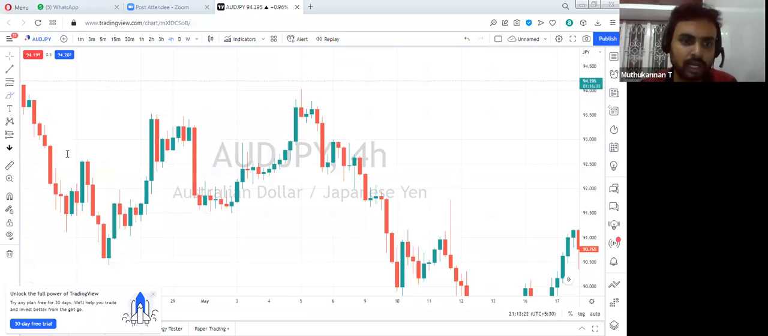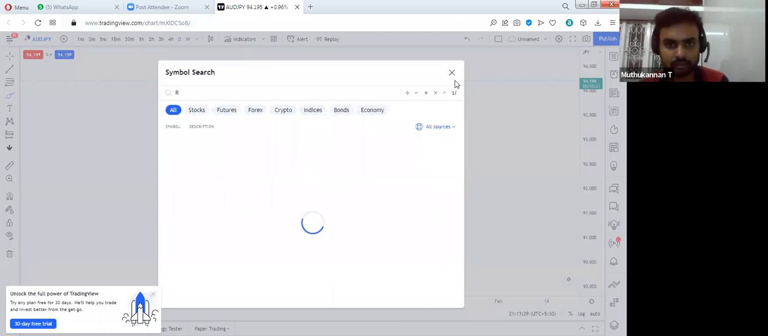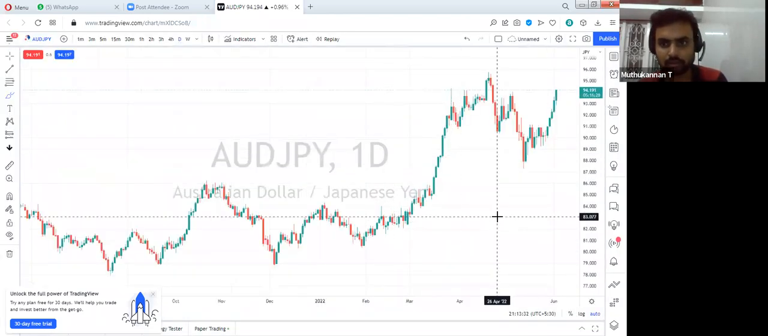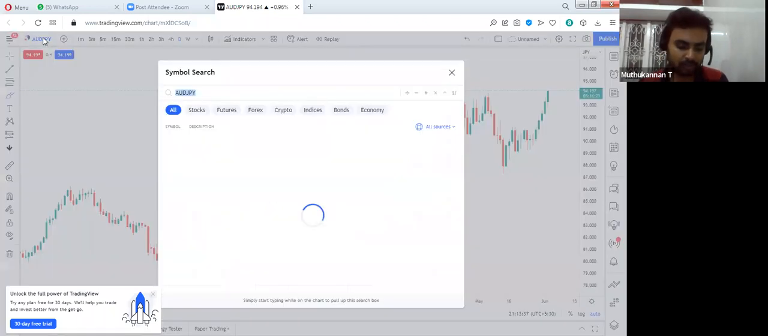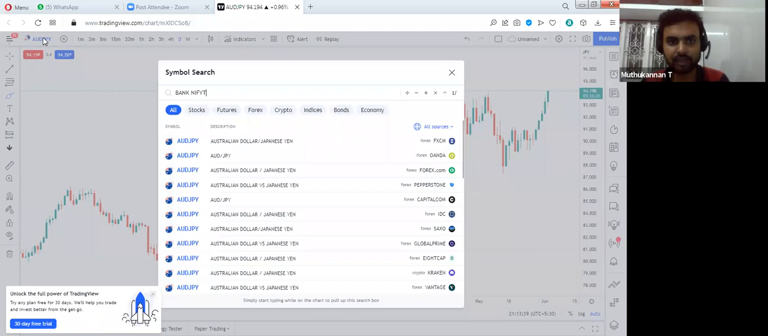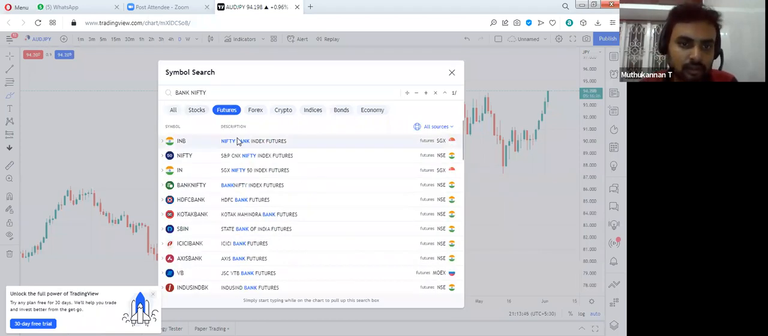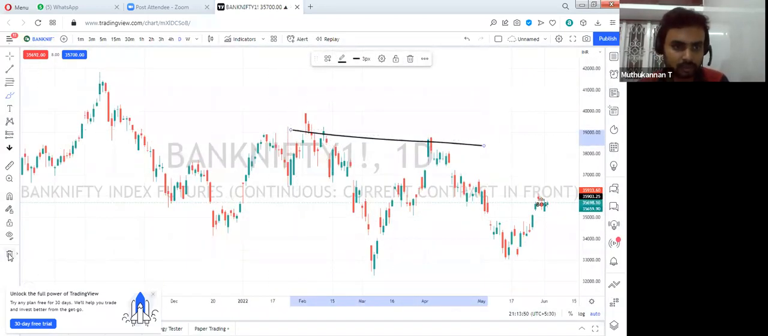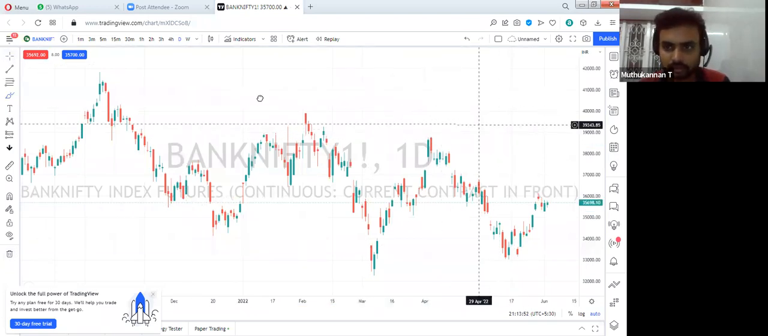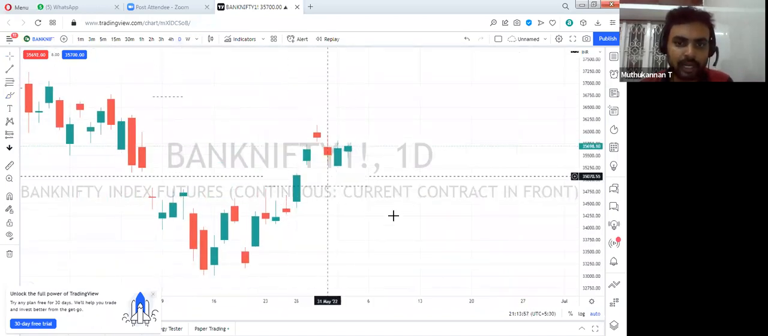Okay, no issues. I'll do that. For example, I'm taking the daily chart. So in the daily chart, let's go a different way. Let's see Bank Nifty. Some of you guys were wondering about Bank Nifty, right? I've deleted everything. Now let's go to the daily time frame of Bank Nifty.